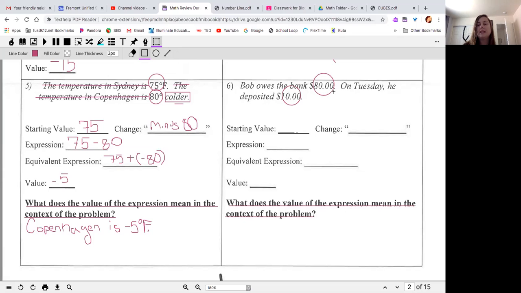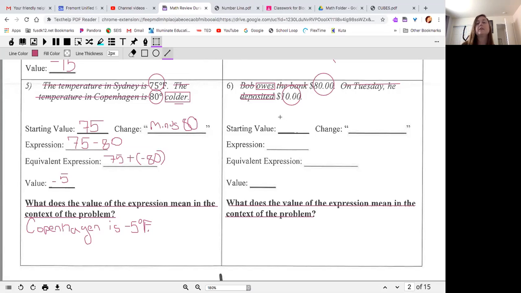Bob owes the bank $80. What does that mean? Owes. Owes is an action word. Okay. And then on Tuesday, he deposited. Owing and depositing, those are both action words. And this gives us a nice wide range of words that we can use from. Okay. Think about if you owe someone money, are you going to be positive or negative? You're going to be negative because you owe them money. Let me cross off what I don't need right now. Don't need Bob, the bank, on Tuesday, he.